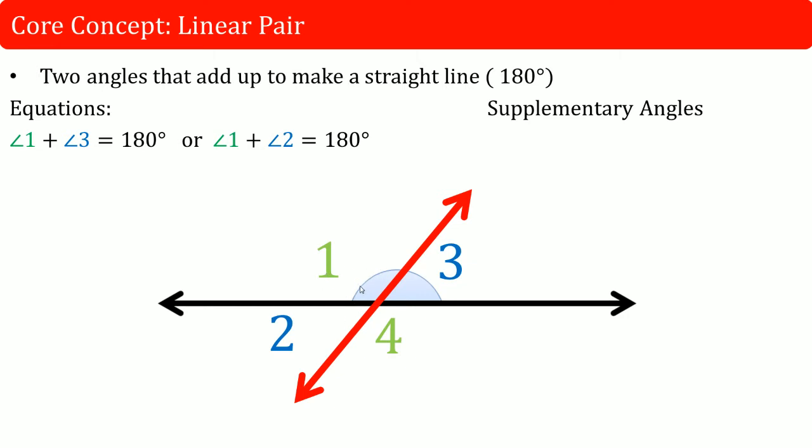So that also adds up to 180. Or we could look at the bottom two angles that make that line, 2 and 4, which is 180. And we could also say 3 and 4 make up 180. Notice they're just different linear pairs in this whole angle.